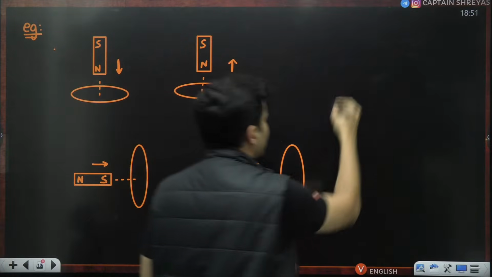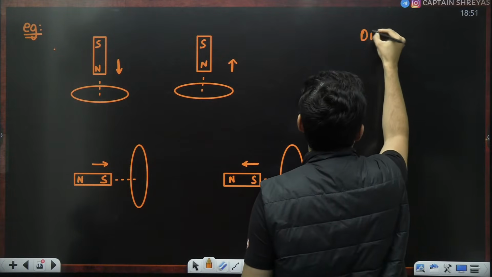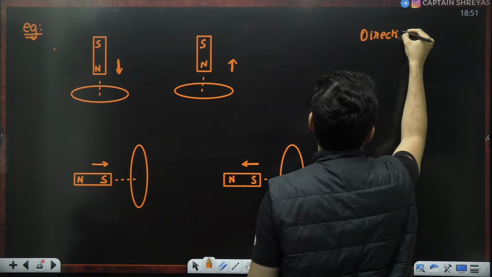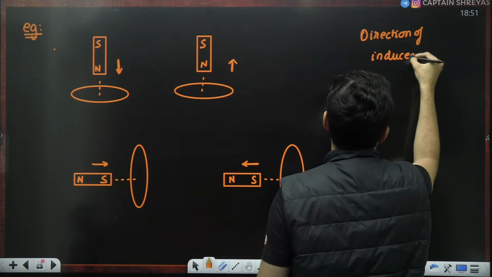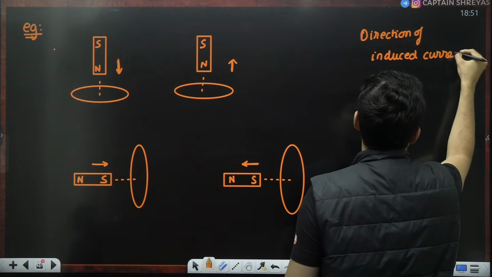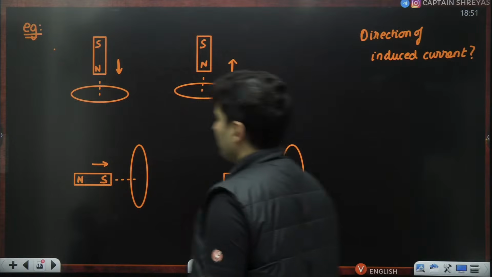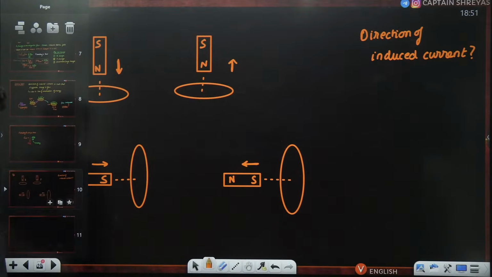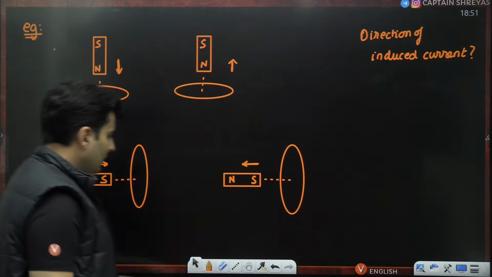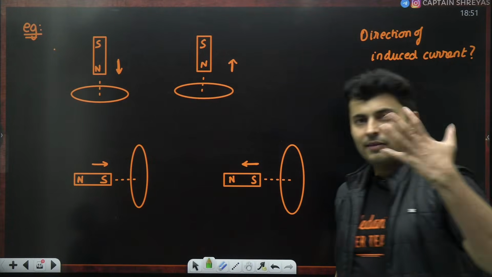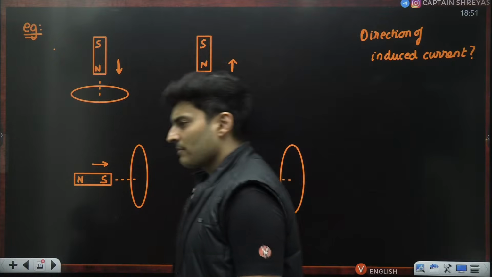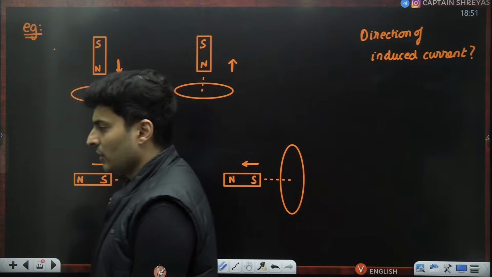The question is, find the direction of induced current. Direction of induced current. That's all you need to figure out in all these examples. Okay, so let's try it one by one. You will get the answer. Just see whether the flux is increasing or decreasing. That's all, and see in which direction it is increasing or decreasing.